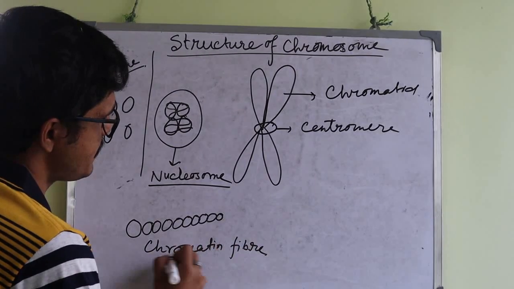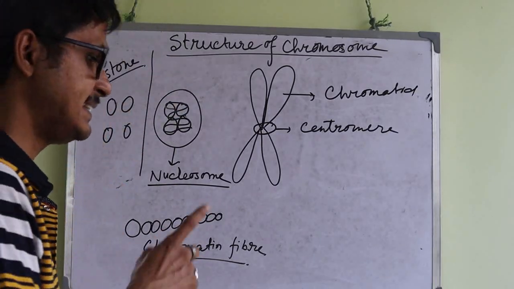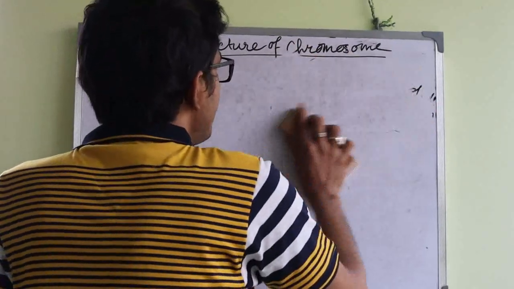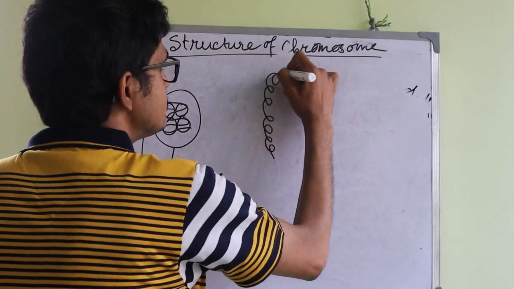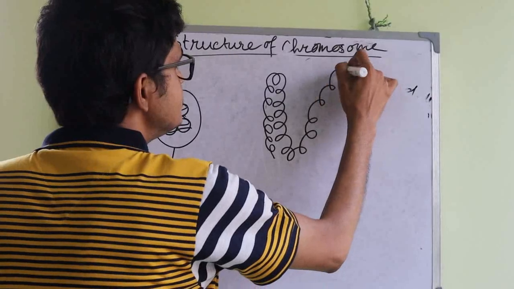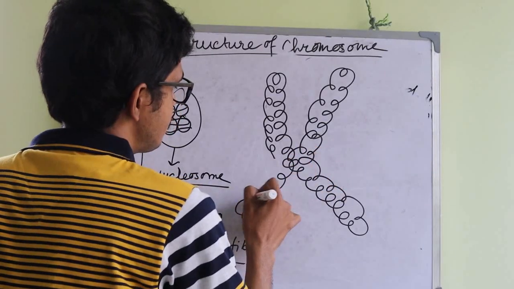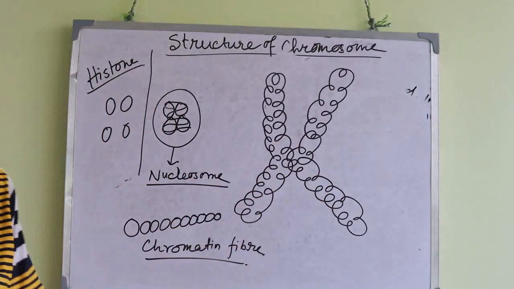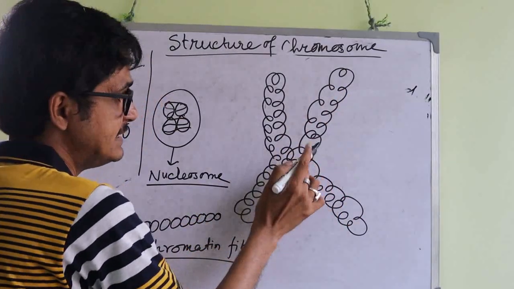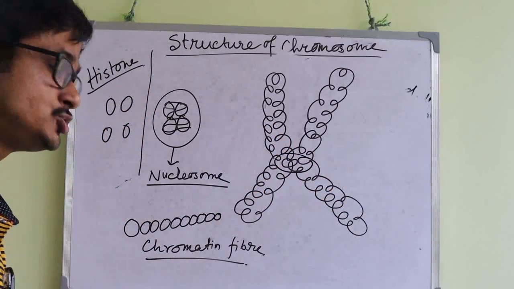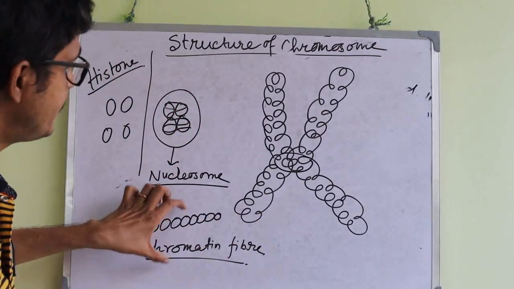Where have you learned about the chromatin fiber? In the nucleus, chromatin fiber is present, and this chromatin fiber is formed like this and makes a butterfly-like structure. And this is the chromosome. These are the chromatids, and this in the middle is the centromere, which joins the chromatids. So here you see the nucleosome and the chromatin fiber.